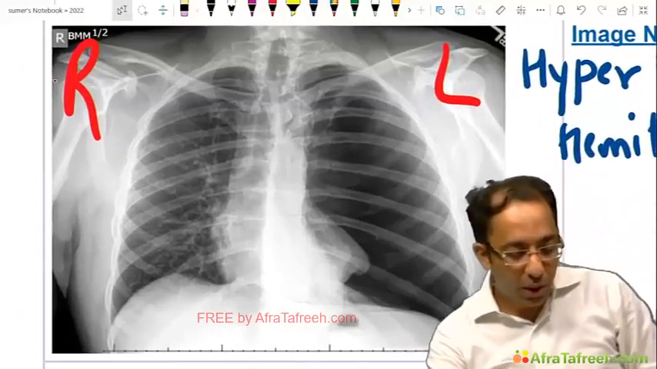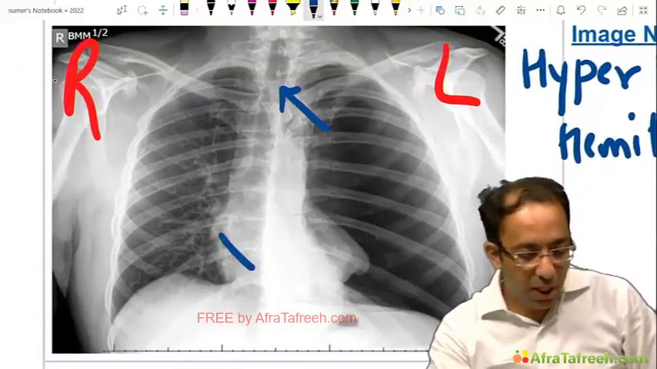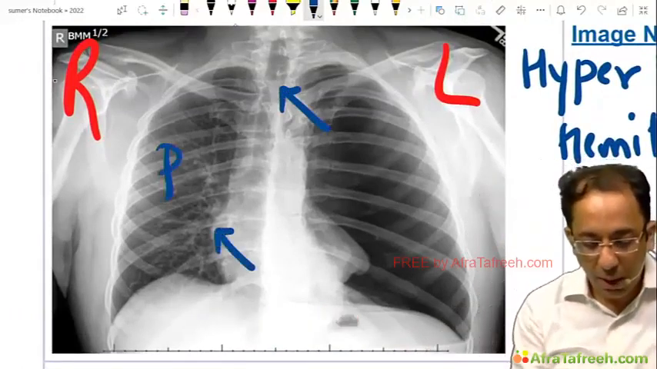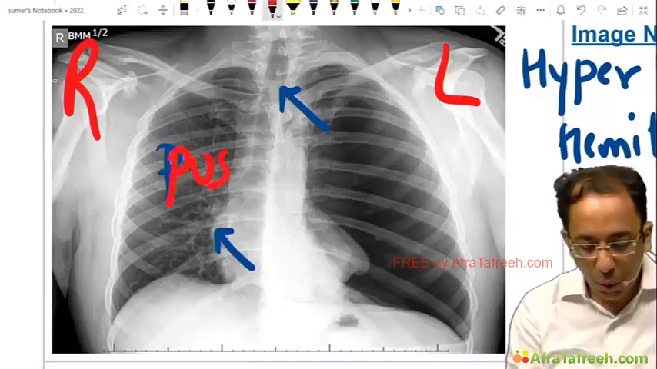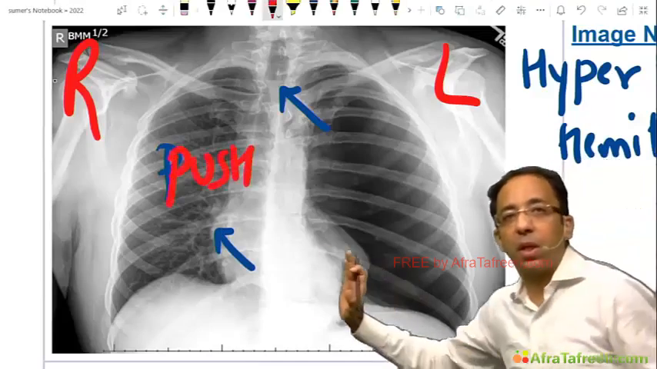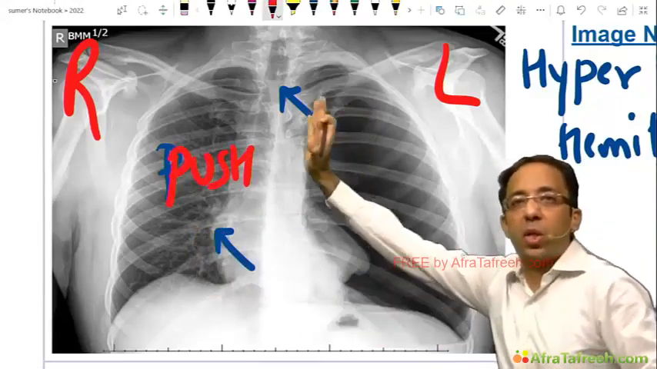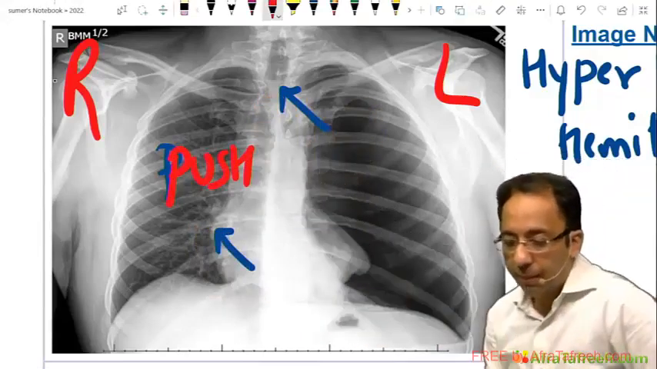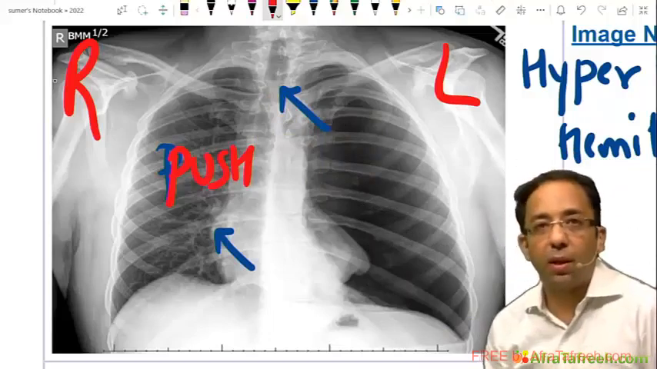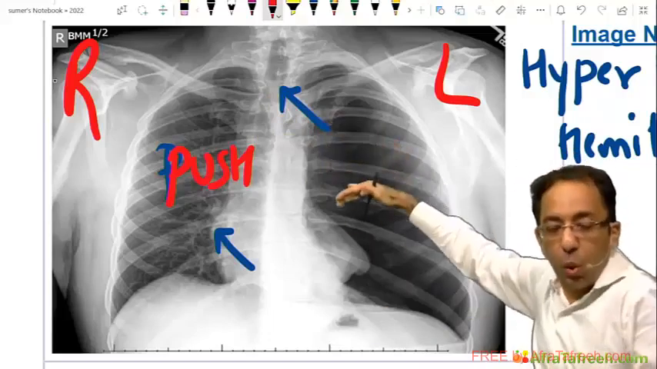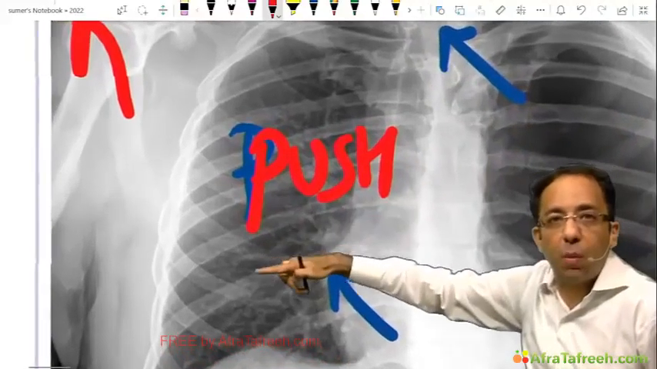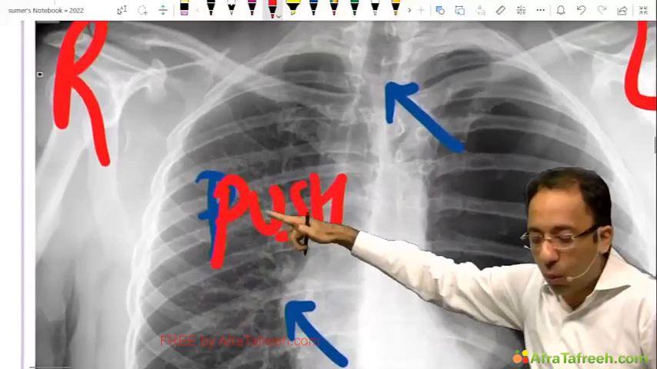Now I want you to look at it. What has happened to the trachea and the mediastinum? Anybody? Trachea and the mediastinum are pushed to the other side. Can you appreciate? The heart is pushed to the other side, the trachea is pushed to the other side. And what about the lung? Now this area has no bronchovascular marking. You cannot see any bronchovascular marking. On the normal side in the lung you have bronchovascular markings.